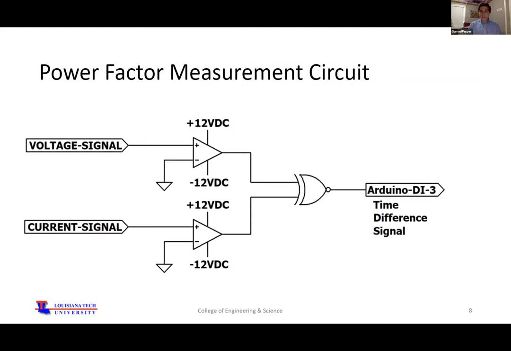During our design process, we decided that the most accurate way to measure power factor using our Arduino microcontroller was to design a zero crossing comparator circuit. This circuit consists of two op amps and an XOR gate. One op amp inputs a voltage signal from a voltage transformer, and the other inputs a current signal from a current transformer. The outputs of each op amp are square waves that have equal amplitude and pulse width to their respective sinusoidal inputs. The op amp outputs are then fed into an XOR gate, which produces a positive DC pulse that is equal in duration to the time difference between the voltage and current signal. The Arduino microcontroller then measures the duration of this differential time signal and uses it to calculate the phase angle between the voltage and current.